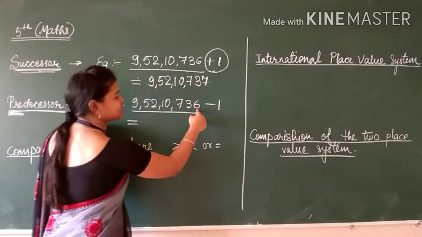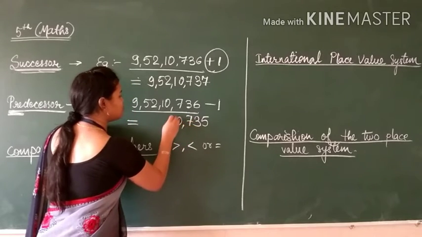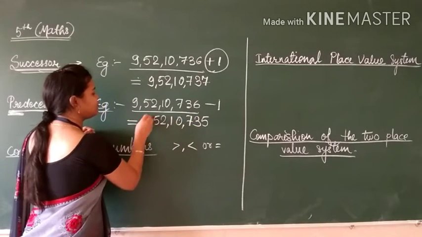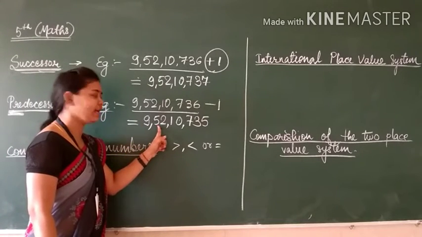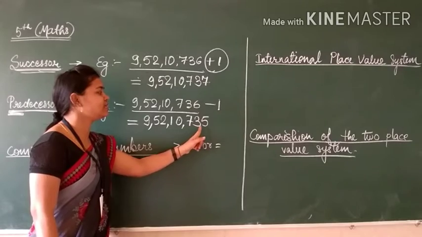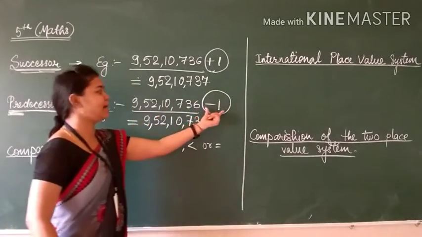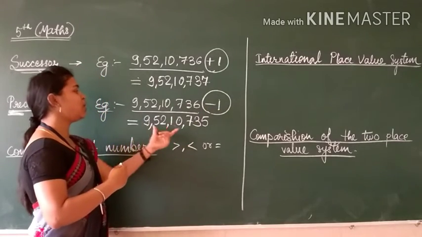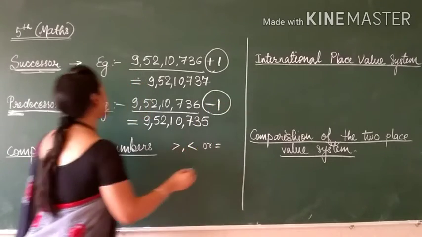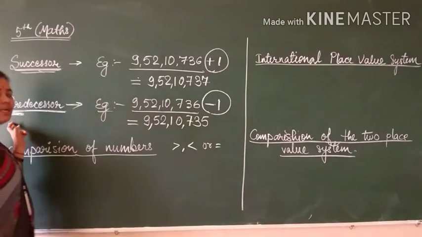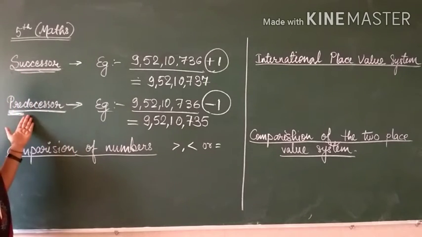The answer we get is 6 minus 1 is 5, and the rest of the number will be the same: 0, 1, 2, 5, 9. So the answer we get is 9 crore 52 lakhs 10,735. What is the predecessor? The predecessor of a number is just minus 1, the previous number of the given number. We have to do only minus 1 and we get the predecessor of the given number. So now I think you have easily understood the successor and predecessor of any number.